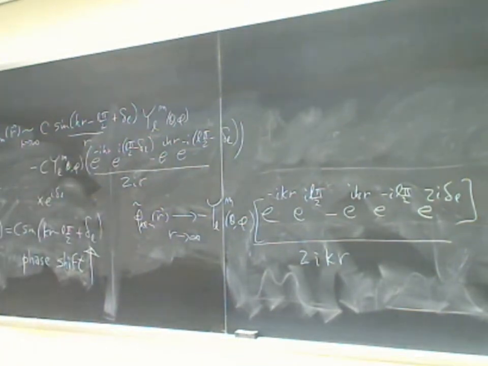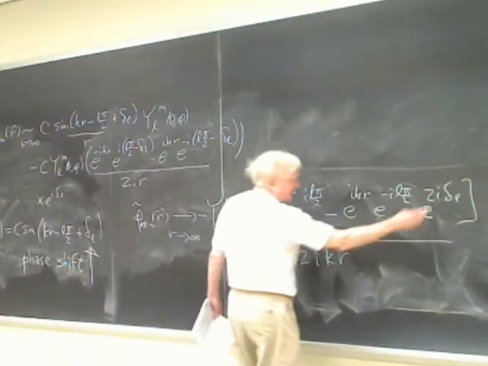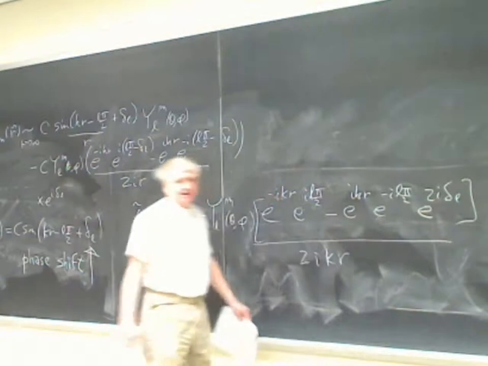Okay, so whereas the plane wave looks like this, and at infinity looks like that, the partial wave looks like that. Over here, the partial wave looks like exactly the same thing, except for the factor e to the 2I delta L.